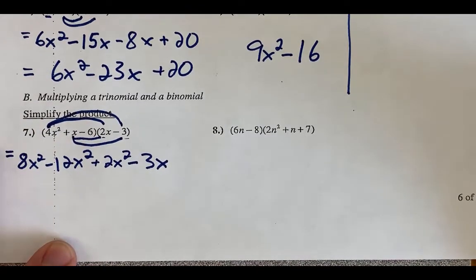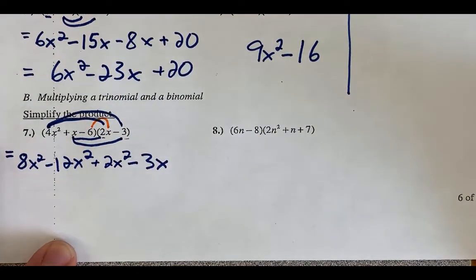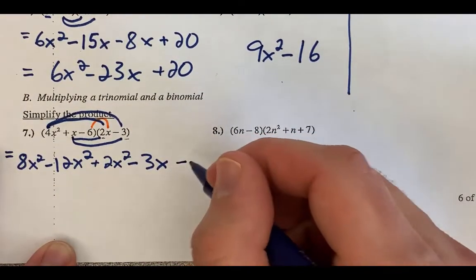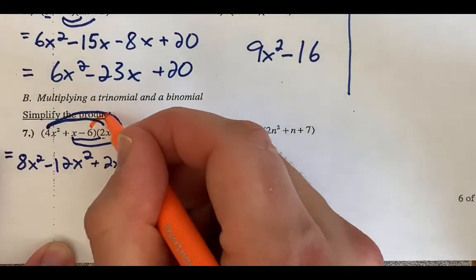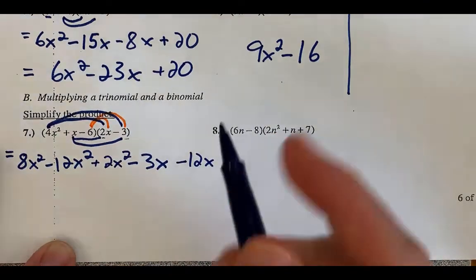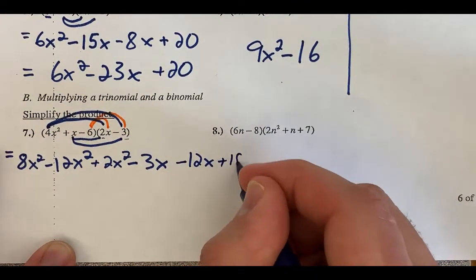And let me go for a different color here so I don't confuse all of these marks. I'm going to take negative 6 and times that by 2x. All right, so I'll get negative 12x to the 1 power. And then last, I'll take negative 6 and times that by negative 3. Be very careful with your signs here. Negative times negative is a positive, so I'm going to get positive 18.